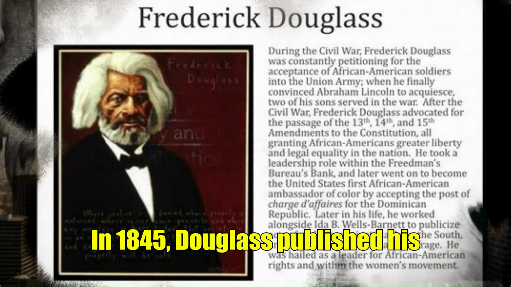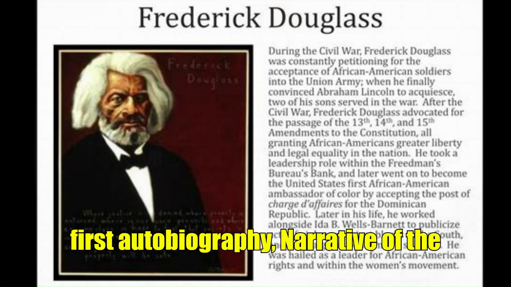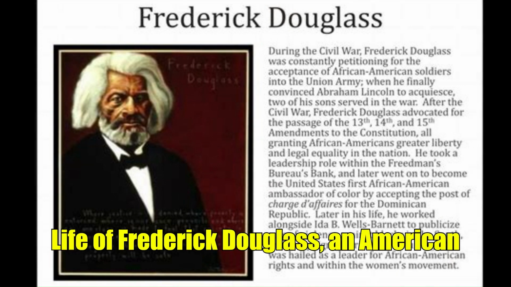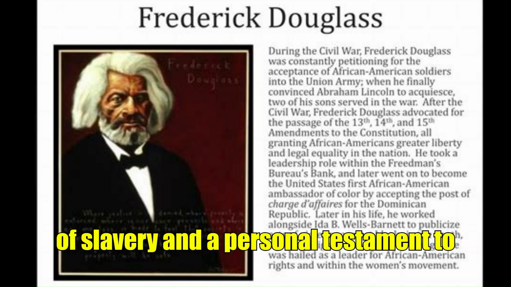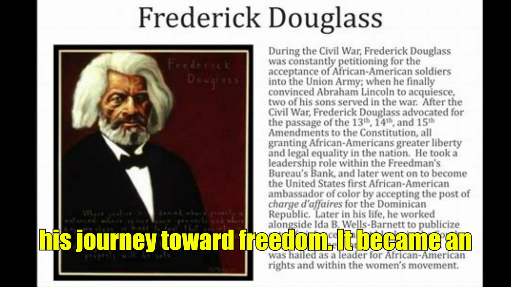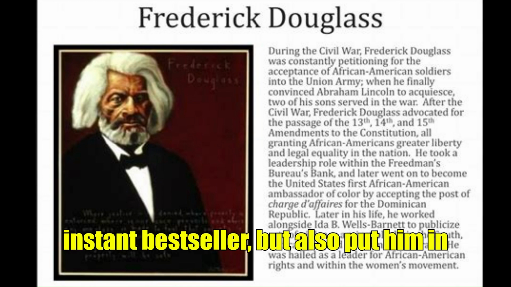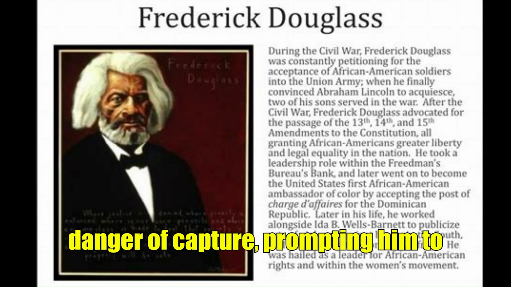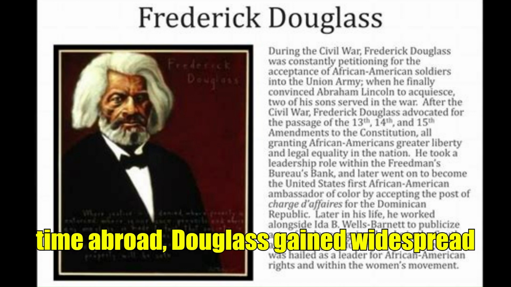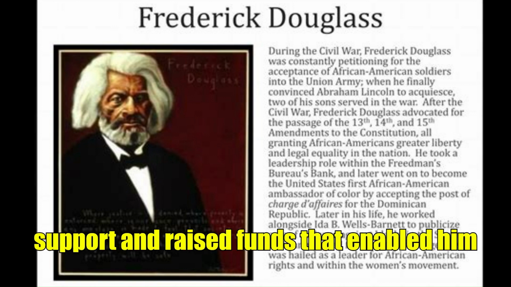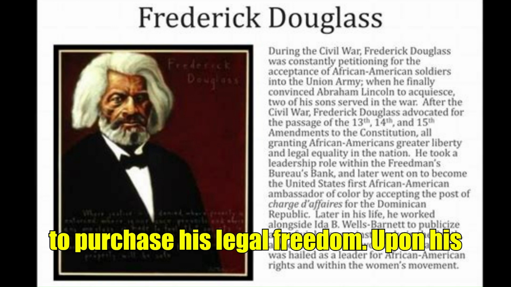In 1845, Douglass published his first autobiography, Narrative of the Life of Frederick Douglass, an American Slave. The book was a powerful indictment of slavery and a personal testament to his journey toward freedom. It became an instant bestseller but also put him in danger of capture, prompting him to travel to Ireland and Britain. During his time abroad, Douglass gained widespread support and raised funds that enabled him to purchase his legal freedom.